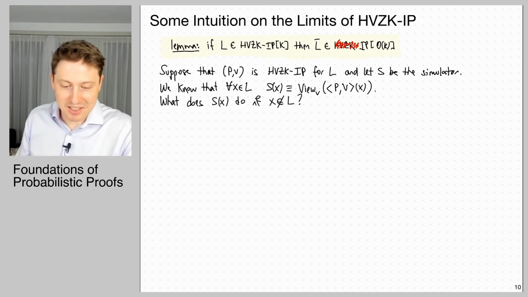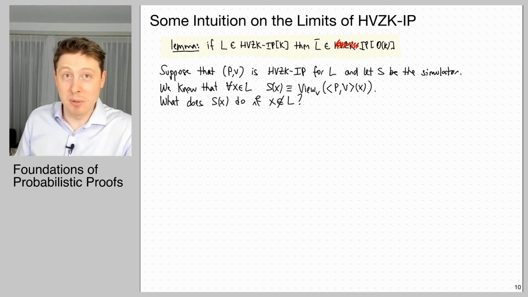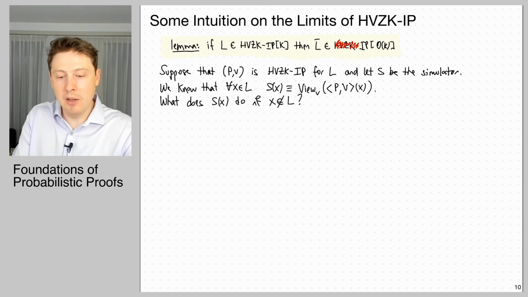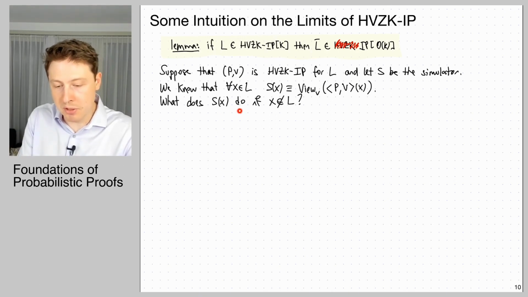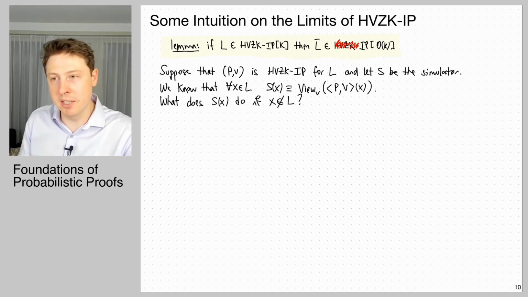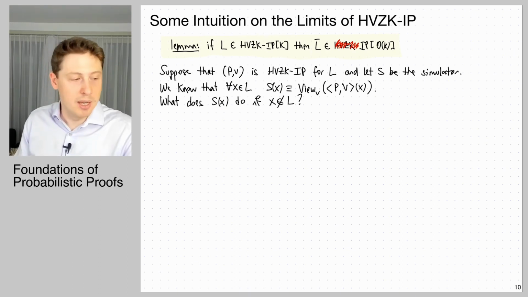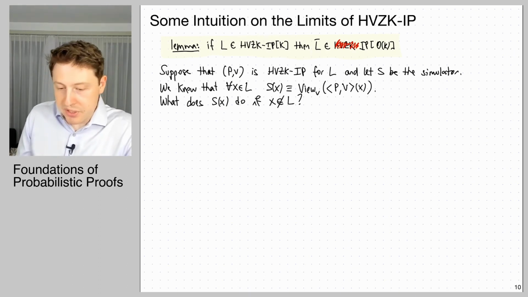And you can just ask, I have a simulator, it's a machine, what would it do if X is not in L? I can just plug in X not in L and see what happens. After all, if I'm going to prove some limitation on zero-knowledge proofs, I'm going to have to use the simulator somehow. So now I'm going to start abusing the simulator and see what it would do on an input it wasn't designed to do anything for.